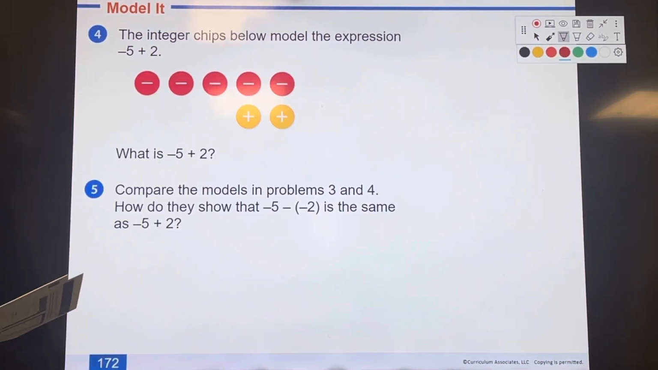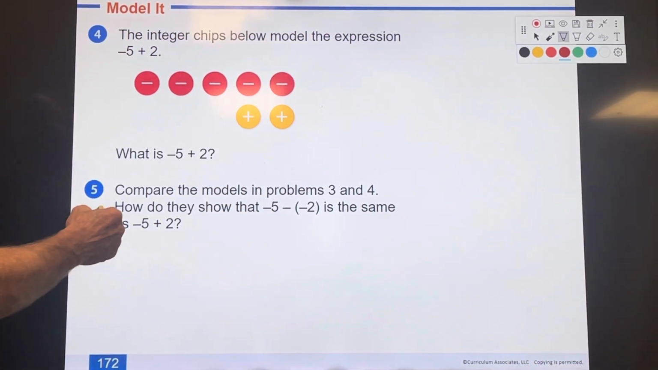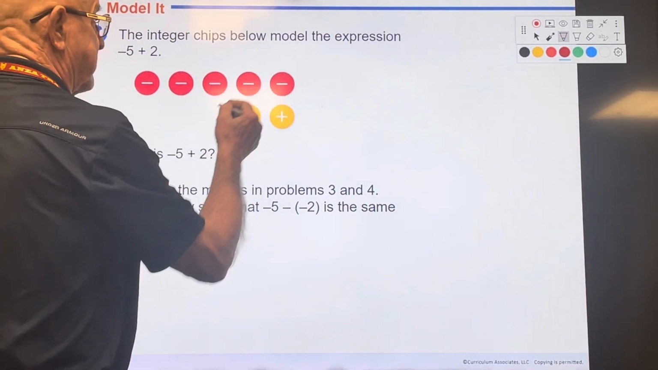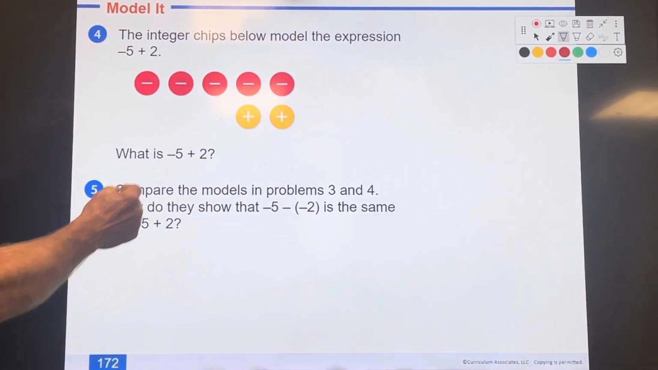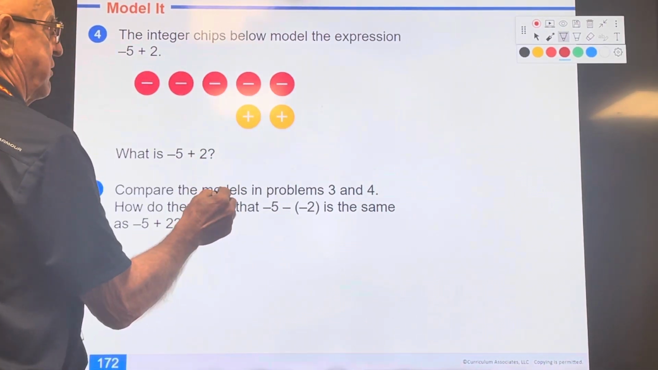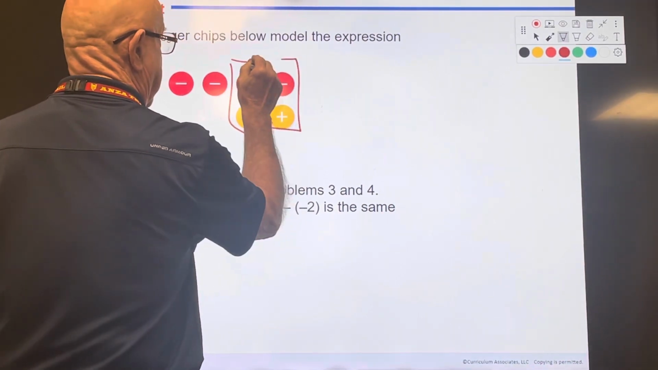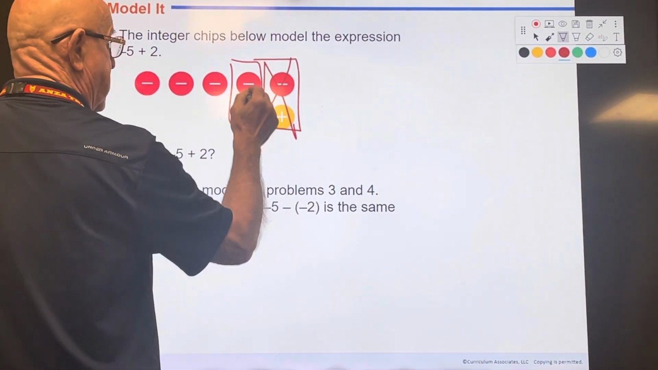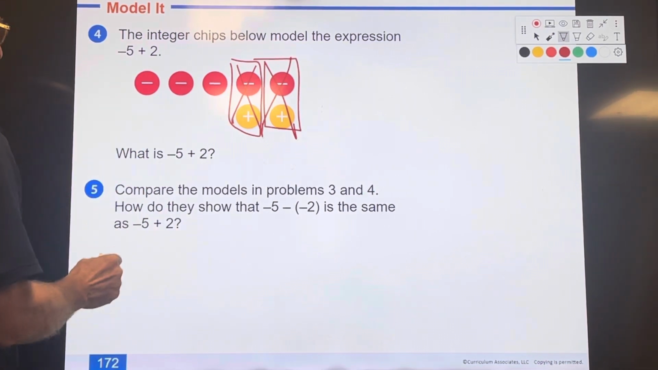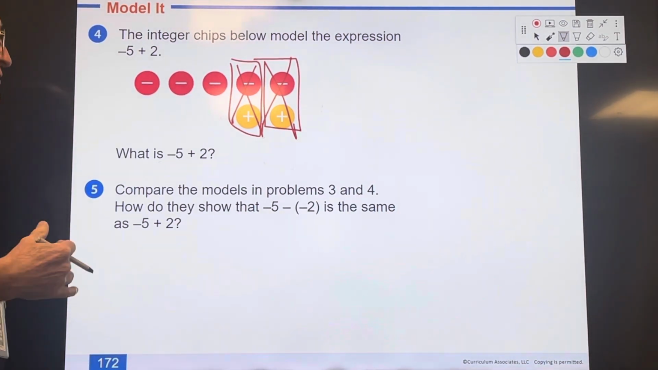All right. We can also do it with counters, positive and negative counter chips. If we do that, we put the 5 negative counters out, and then we put out 2 positive chips and we line them up underneath, because this allows us to form our 0 pairs. Since there are 0 pairs, we can cross those out. What that leaves us is three negatives left. So what is -5 plus 2? -5 plus 2 is still -3.